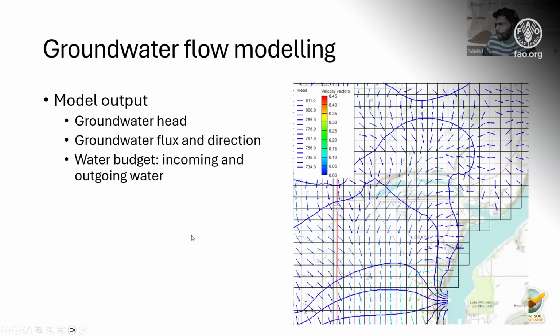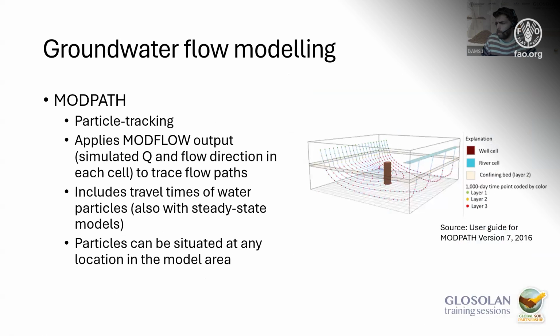Typical model output is the groundwater head, so the groundwater head in every simulation cell, and also groundwater flux and direction, which is indicated here with the arrows. The direction and the velocity are indicated here with the color, and also the budget, the balance between water going in and out, is returned. And then a nice application is MODPATH. It is like the first step if you want to continue from the groundwater flow simulation to solute transport simulations. It just uses the output of the groundwater flow model, and it allows you to do some particle tracking.